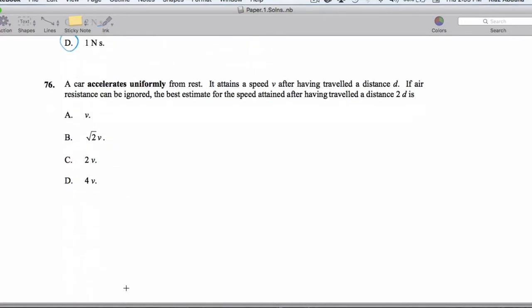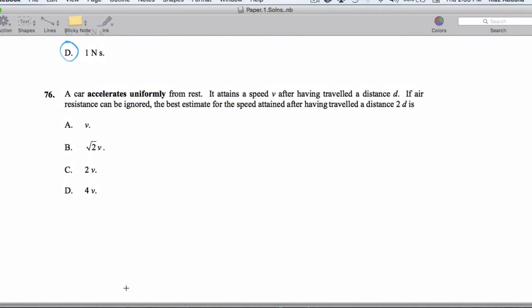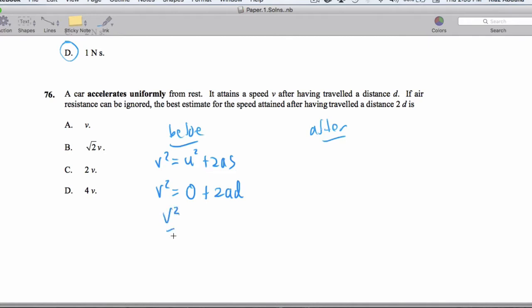And then for number 76, a car accelerates uniformly from rest. These comparison problems, again, a before and an after. If you notice, whenever we accelerate over a distance, I keep going to the same formula, which is v squared equals u squared plus 2as, but let's use their variables. So v squared is 0 plus 2a times d. Let's just go ahead and get the acceleration. So v squared over 2d is the acceleration.